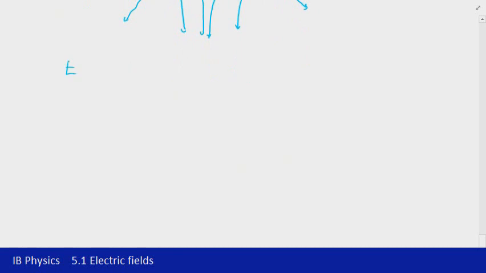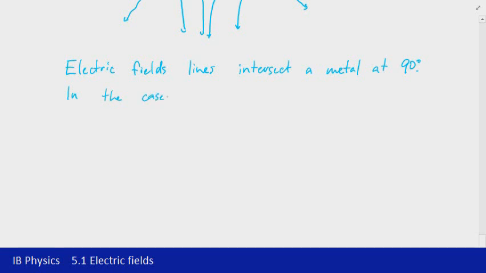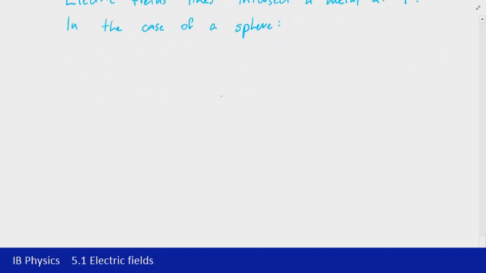The next important thing to note is that electric field lines will intersect a metal, or a conductor, it might be a better way to put it, at 90 degrees. And that's because the charge that's on a conductor is distributed in such a way that the field lines will just always be 90 degrees. The specific case we're going to look at is a sphere. And the reason for looking at a sphere is that the charge will be evenly distributed across the sphere.